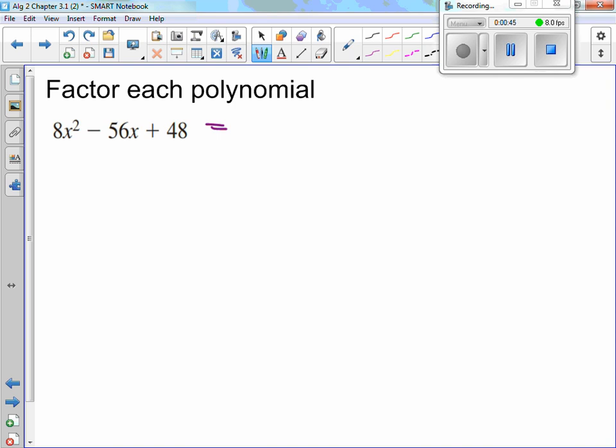So when we look at this first one here, we want to see, is there a greatest common factor? Because step 1 is a greatest common factor. Is there a greatest common factor between 8x squared, negative 56x, and 48? 8 will go into all 3 terms. So the first thing we're going to do is factor out 8.